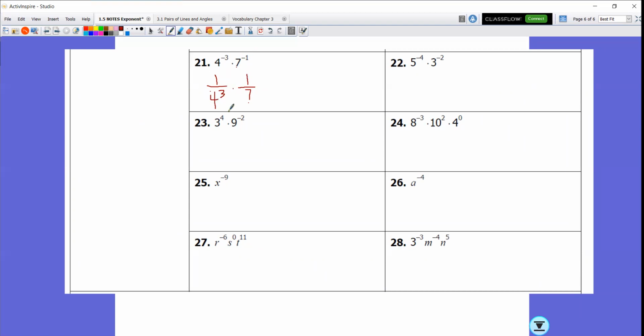All right, but we need to evaluate this even farther. So 1 over 4 to the third is 1 over 64, times 1 over 7. I know you told me there wasn't going to be any more fractions, but we're only multiplying the denominators, 64 times 7. That's going to be our new denominator, 448.